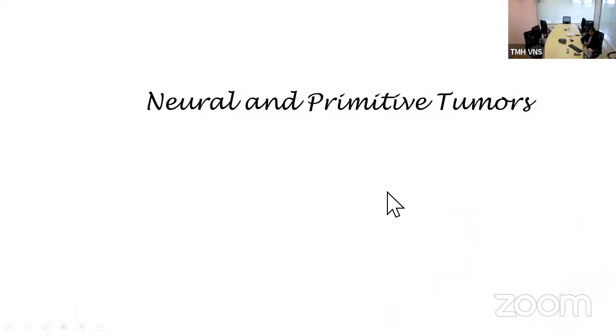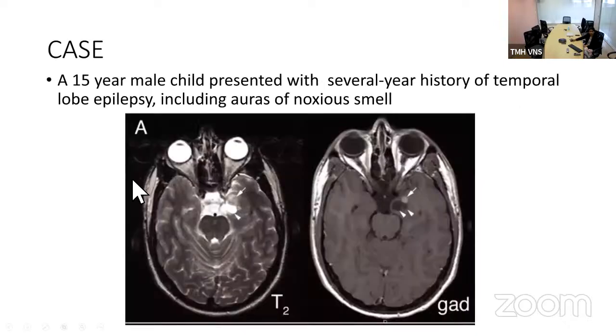Now coming to the neuronal and primitive tumors. Say a 15-year-old male child presented with a several-year history of temporal lobe epilepsy, including auras of noxious smell. On MRI, we can see a solid cystic lesion again. It's showing a T2 hyperintense cystic lesion, which is showing a small nodular enhancement.